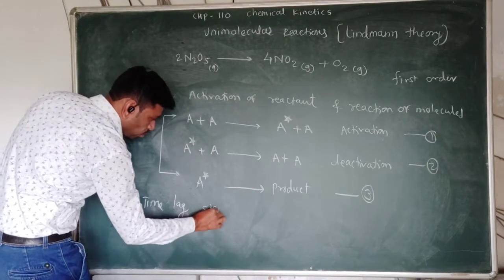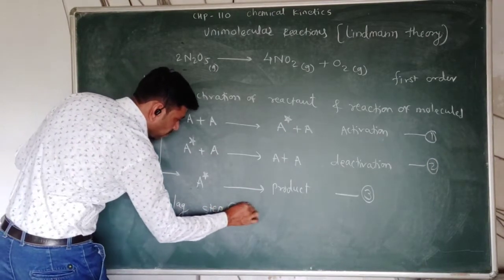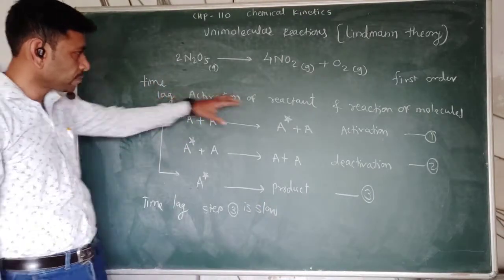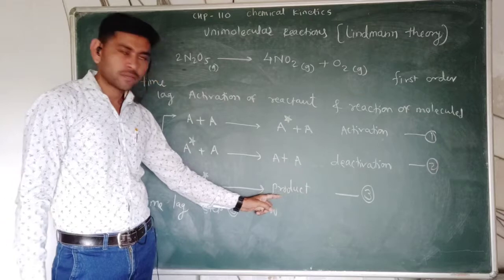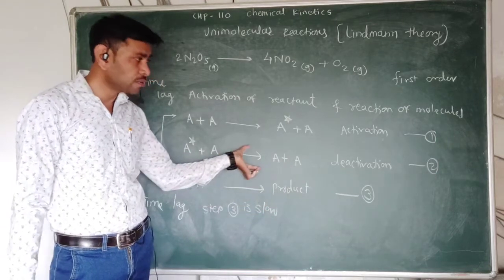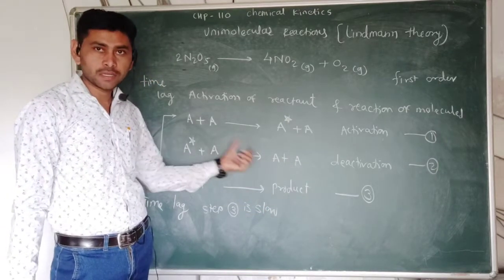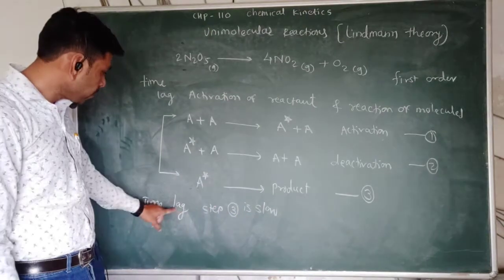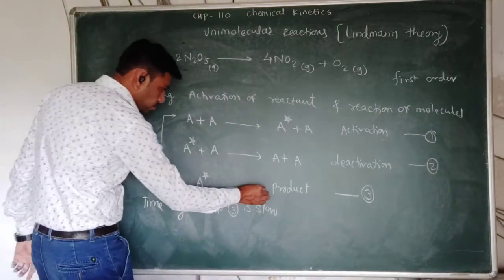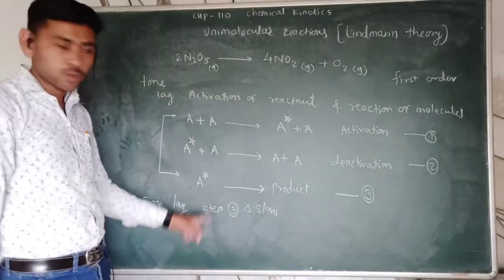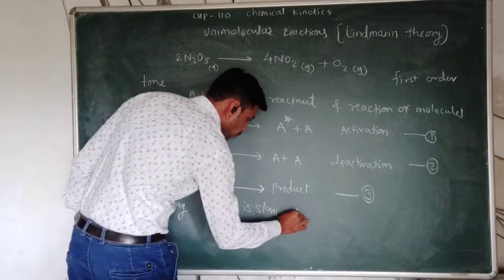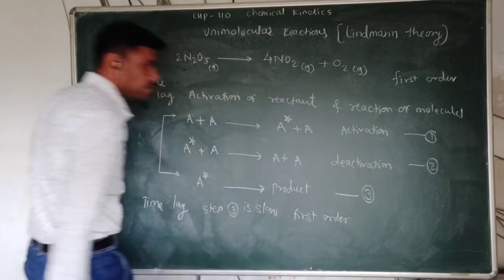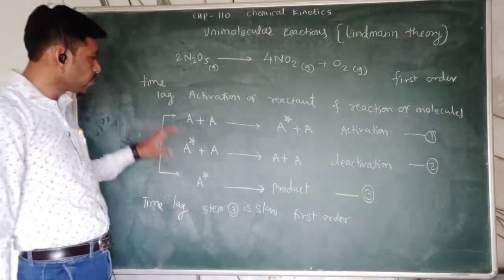step 3 is slow. If step 3 is slow, there is a time lag between activation and product formation, then the deactivation step is fast, and step 3 is slow. If step 3 is slow, then the reaction is first order.